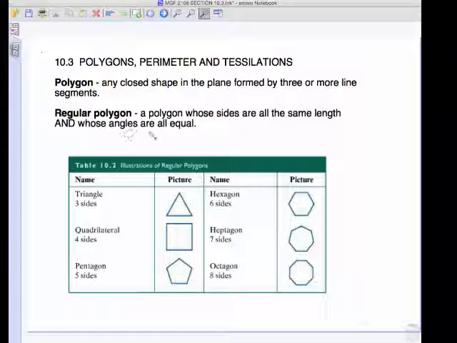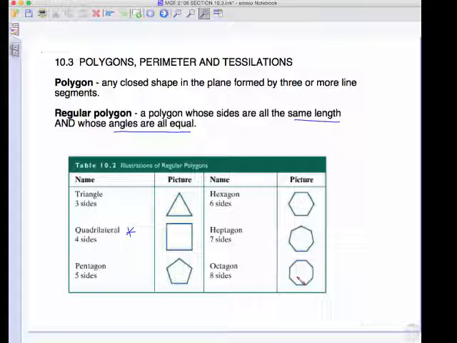A regular polygon is a polygon whose sides are all the same length and whose angles are all equal. It must be both: sides all the same length and angles all equal. So you're probably familiar with some of these words here. A triangle has 3 sides. A quadrilateral has 4 sides. Now we're going to look at some more specific quadrilaterals in a minute, but as long as it's got 4 sides, it's a quadrilateral. A pentagon has 5 sides.